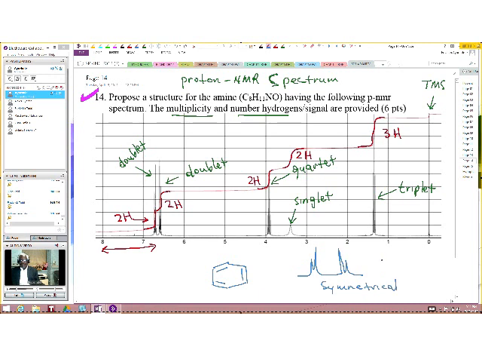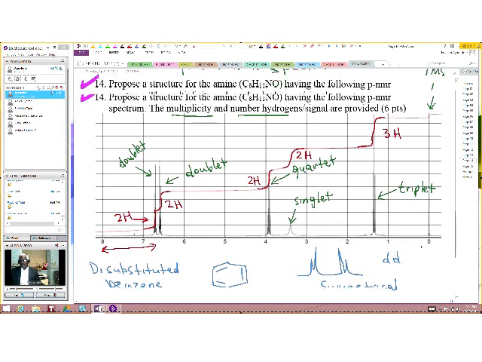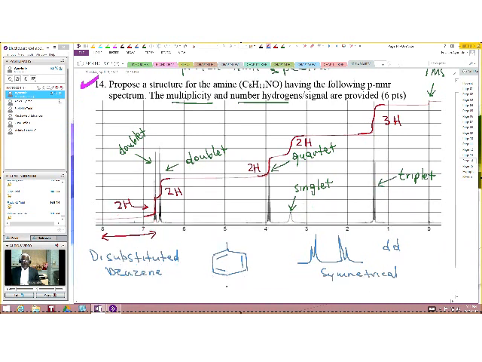you have a doublet and a doublet. We generally refer to this as doublet of doublet. What that tells you is that you have a di-substituted benzene, and also that they are para-substituted. The substitution is para. In other words, you have benzene with a substituent here and another substituent here.